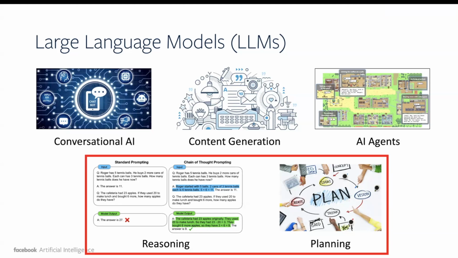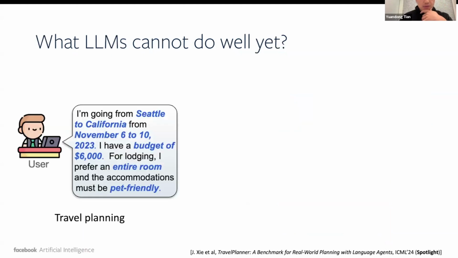In these directions, one thing that's interesting is that you can use the language model to do reasoning and planning, but usually they are not doing very well in many different scenarios. One example is travel planning. We actually have a paper in this year's ICML 2024, which is a spotlight. The paper basically shows that for this task, travel planning, the current language models cannot do very well.